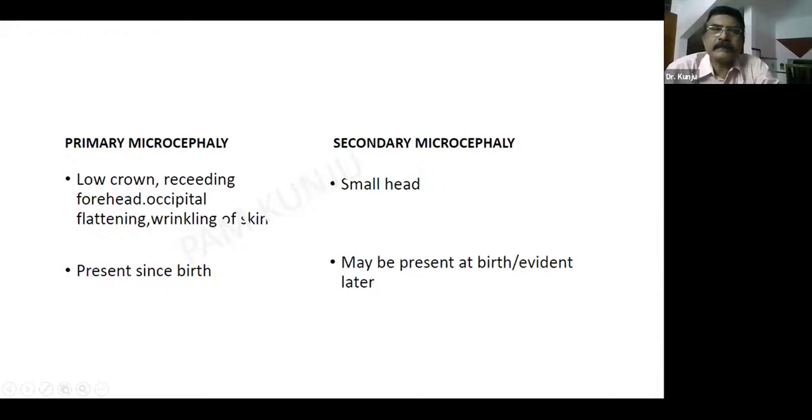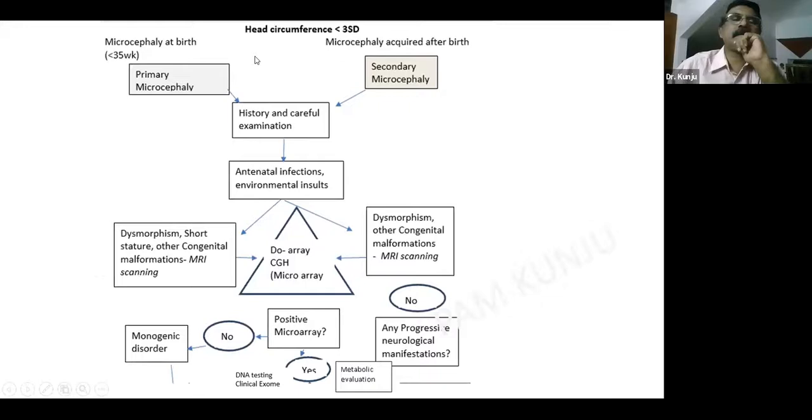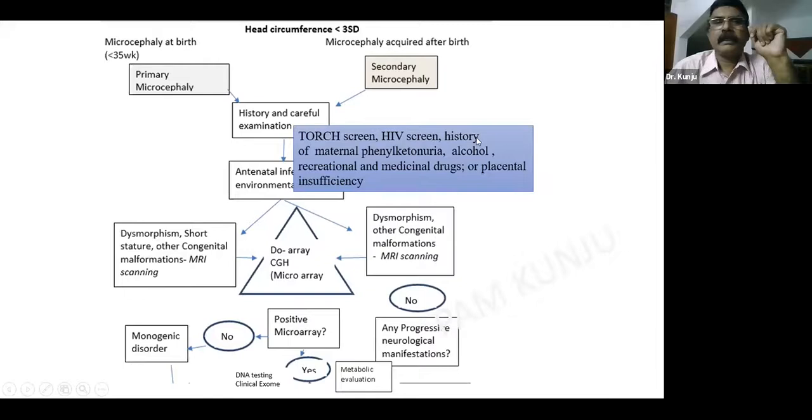This is an algorithmic approach for diagnosing microcephaly. So here we have seen that the head circumference is less than 3 standard deviations of the mean. So see whether it is present at birth or not, that means if it is manifesting before 35 weeks, then it is a primary microcephaly. So we take a history and a careful examination. So in antenatal infections, environmental insults, do a TORCH screen, HIV screening, history of maternal phenylketonuria, alcohol intake. I told you that you should not have any hesitation when you are seeing a child with microcephaly, small chin, small philtrum, then ask about alcohol intake and recreational and other medicinal drugs or a placental insufficiency.